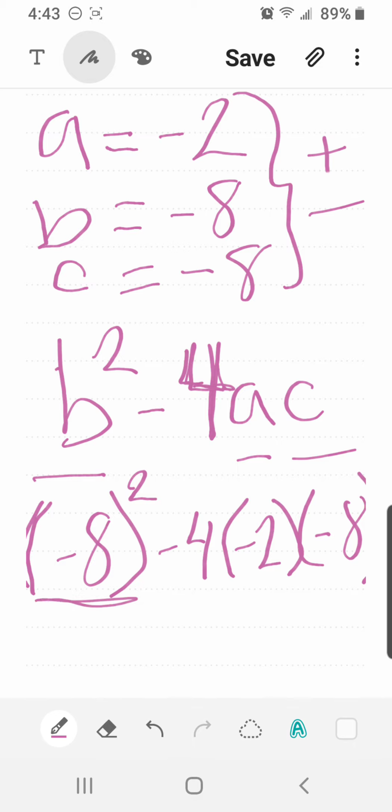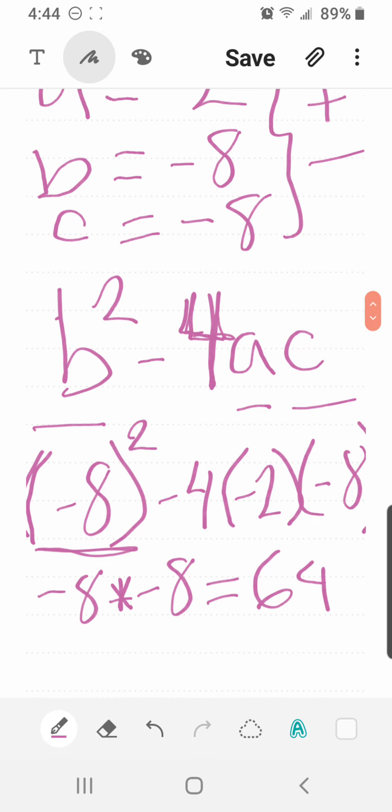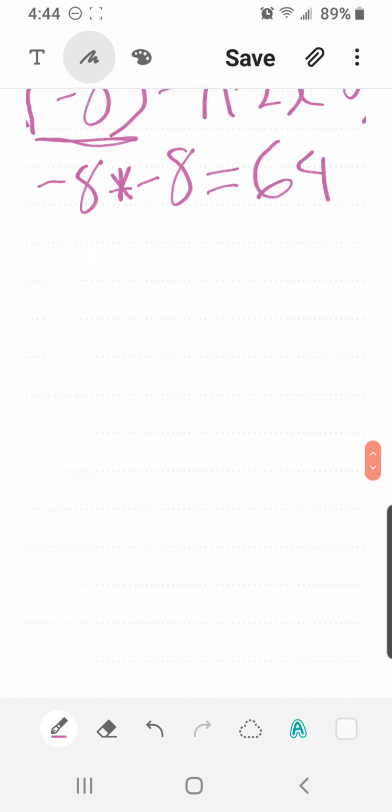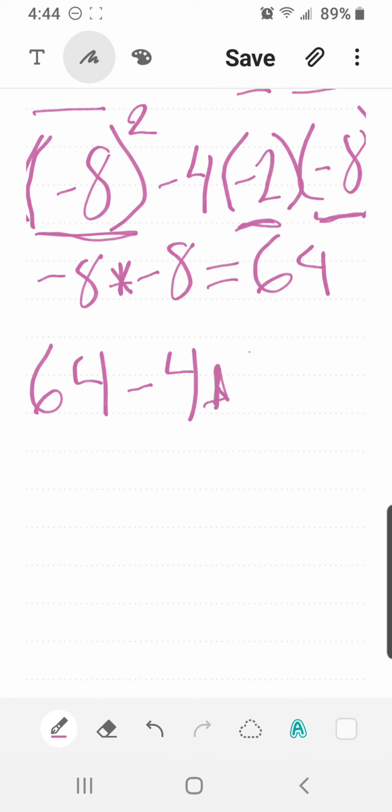So first of all, -8 squared, that's the same as -8 times -8. Negative times a negative, so that's going to be positive 64. Now we have 64 minus 4 times -2 times -8. So again, that'll be negative times a positive, that'll be positive. And before we subtract, I want to do 4 times 16. Remember, multiplication comes before subtraction in PEMDAS.